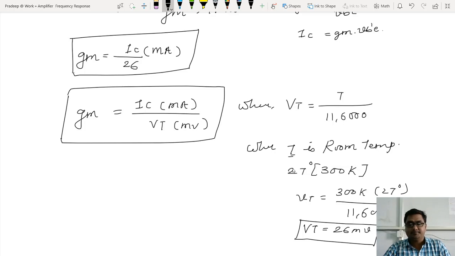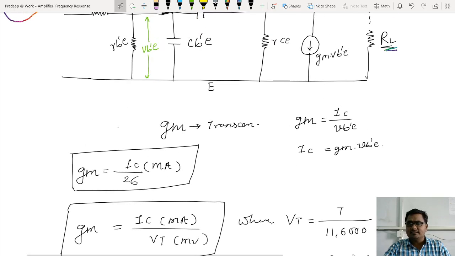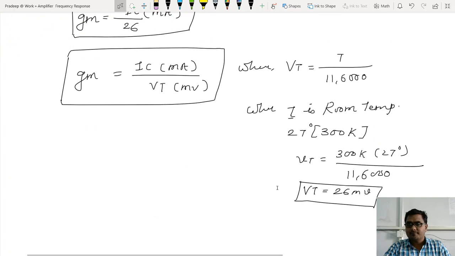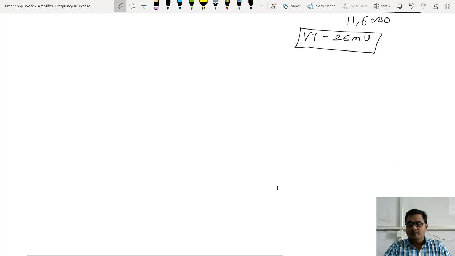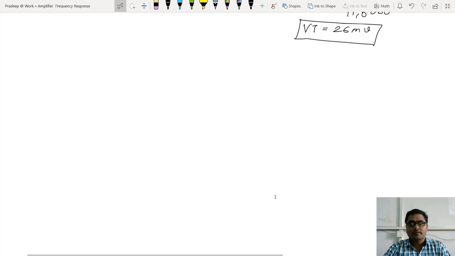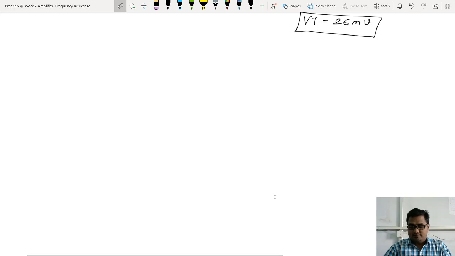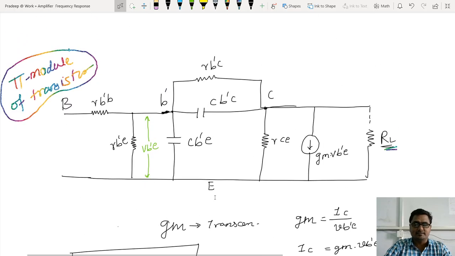Now I think all things are clear about this high frequency pi model of a transistor. Now that we have concluded with this pi model, let us use it somewhere. Where to use it? By using the pi model at higher frequencies, we will calculate the voltage gain. The pi model is nothing but a BJT, it is nothing but a transistor at higher frequencies.